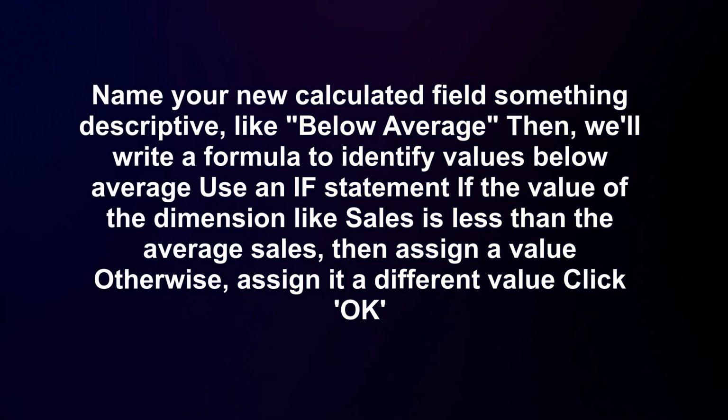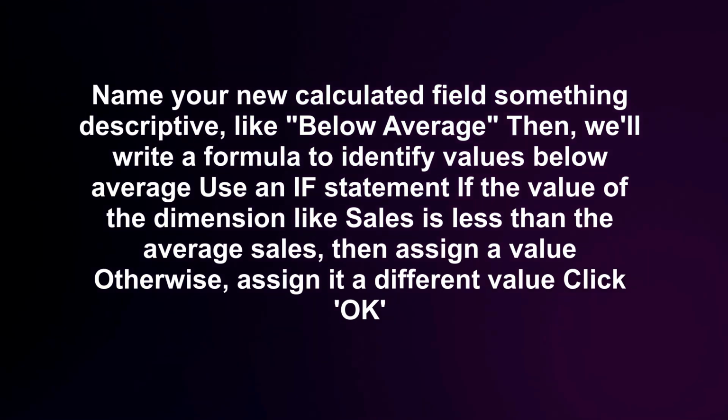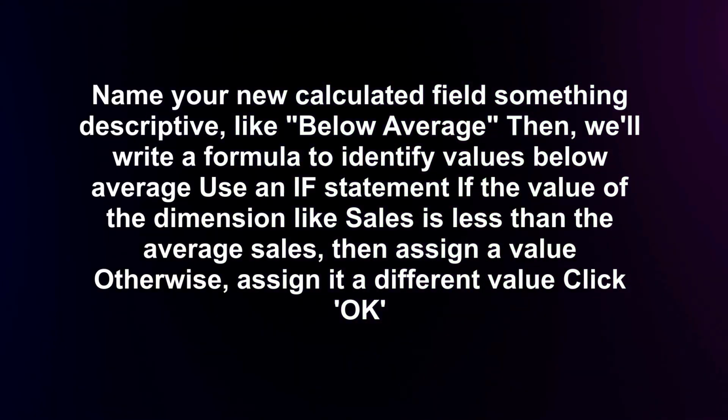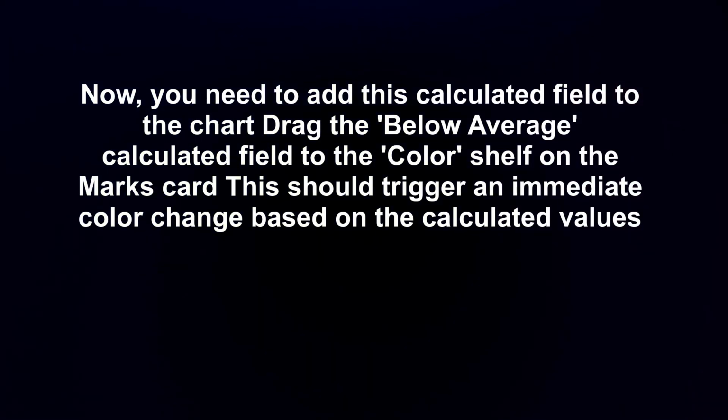Use an if statement: if the value of the dimension, like sales, is less than the average sales, then assign a value, otherwise, assign it a different value. Click OK. Now, you need to add this calculated field to the chart.